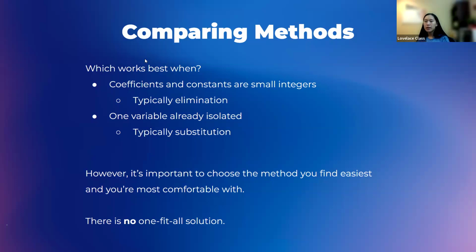And then sometimes it's going to be neither of these options. You're going to have really big coefficients and constants, or you're not going to have an isolated variable. Then it's going to be hard to choose, and at that point, you just choose whatever you think is best for you. So I think that's all I really have on comparing methods.